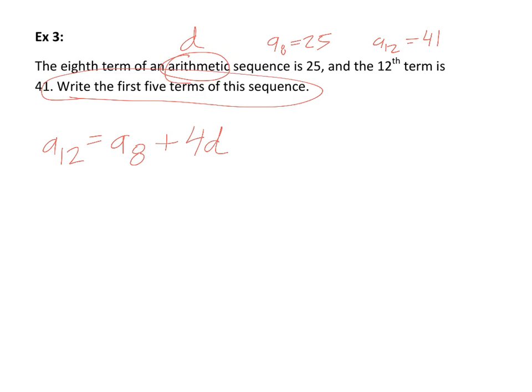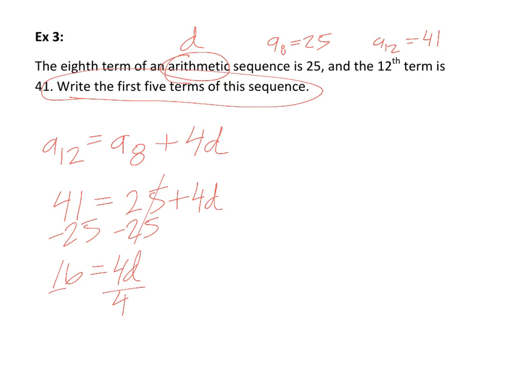There's a little formula we came up with there, and this is going to allow us to figure out the common difference. I have a sub 12, which is 41, equal to a sub 8, which is 25, plus 4d. We subtract 25, 16 equals 4d. Divide by 4, and d is equal to 4.